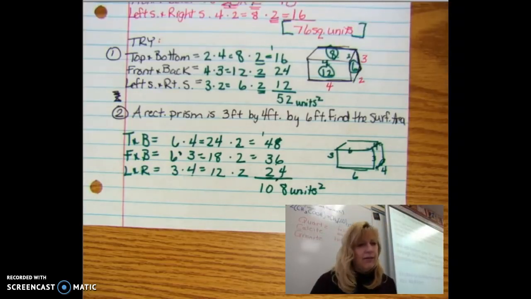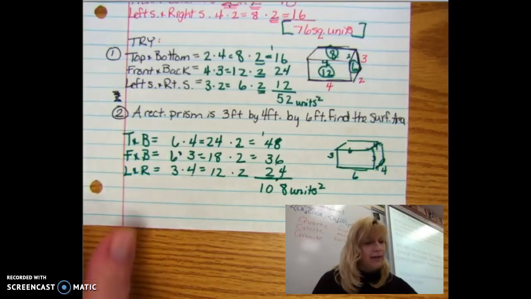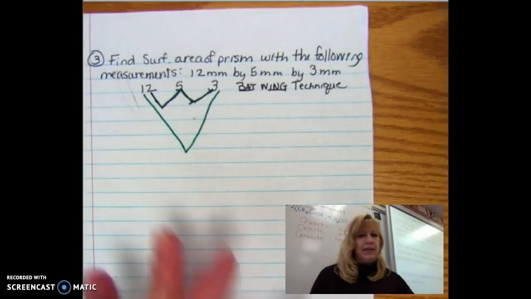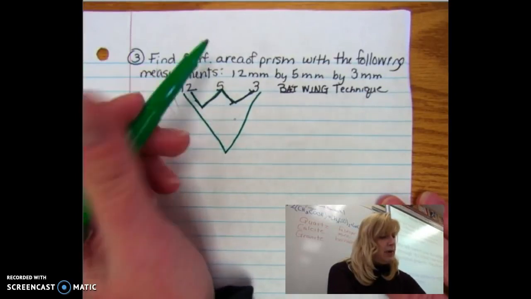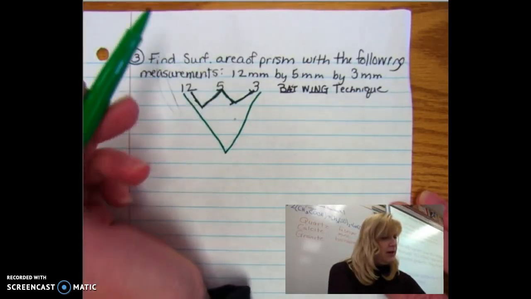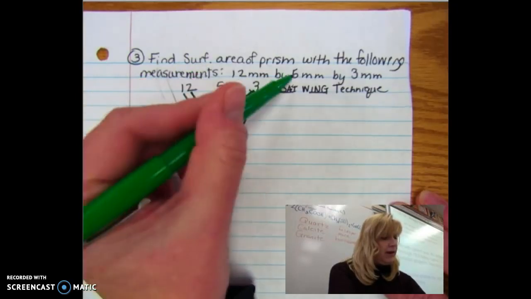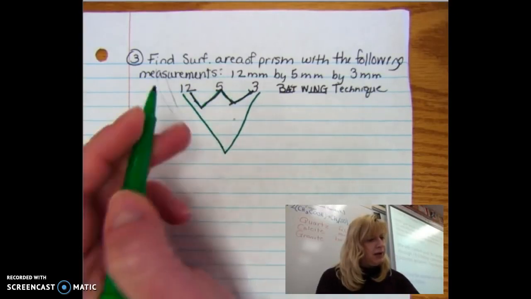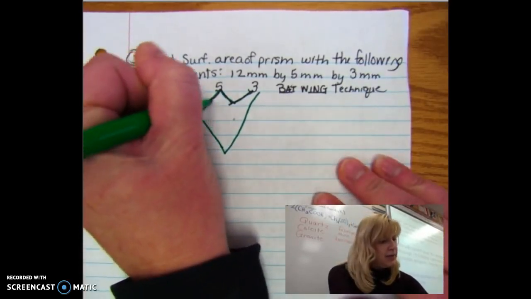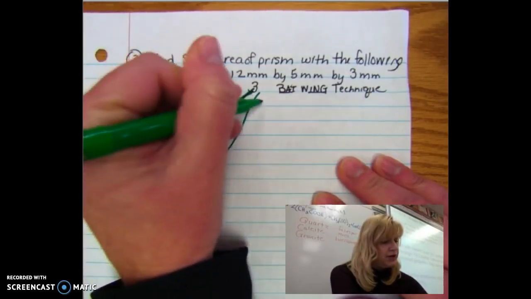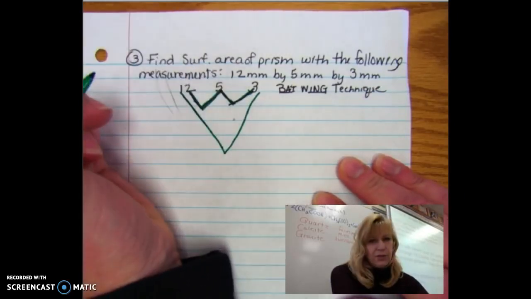The final technique I want to give you is what I am calling the bat wing technique. And this is another one, just like the last one. If you have measurements of the 12, 5, and 3, rather than drawing a picture, what I did was I drew the 3 in a row, and they all need to be multiplied by each other. So there's a quick zigzag, but then you need to do the first times the last. So watch what I do here.